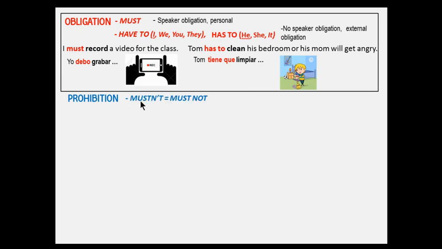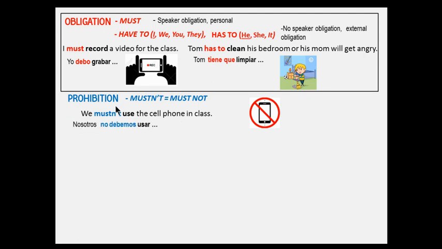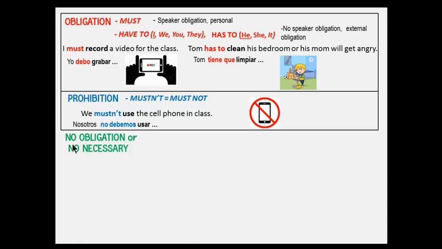In prohibition, we are going to use the contraction mustn't or must not. This is a cell phone, but it's not permitted. Example, we mustn't use the cell phone in class. It's a prohibition. Nosotros no debemos usar el celular en clase. It's a prohibition. Very simple.